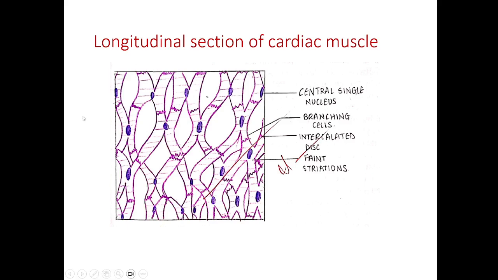So this is the longitudinal section of a cardiac muscle. What you can see are the cylindrical muscle fibers. These cylindrical muscle fibers have a single nucleus at the center. Cross striations can be seen. You can see the muscle fibers are branching and anastomosing, so they are forming a functional syncytium.